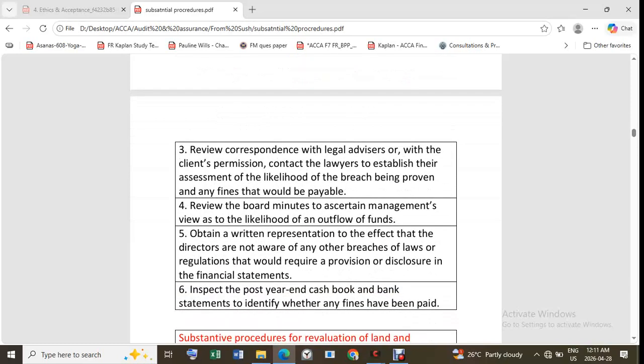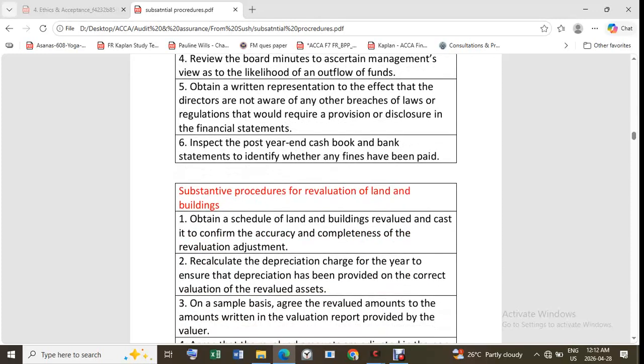Review the correspondence with legal advisors, or with the client's permission, contact the lawyer to establish their assessment of the likelihood of the breach being proven and any fine that would be payable. Review the board minutes to ascertain management's view as to the likelihood of an outflow of funds. Obtain a written representation to the effect that the directors are not aware of any other breaches of law or regulation that would require a provision or disclosure in the financial statements. Inspect the post year end cash book and bank statement to identify whether any fines have been paid.